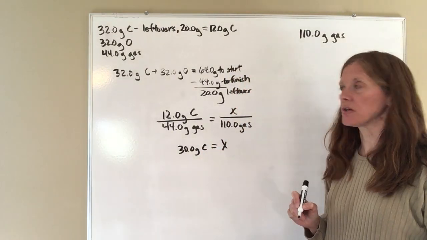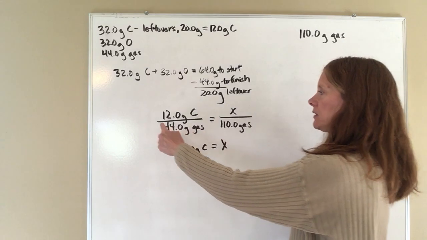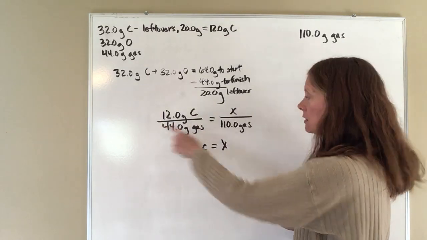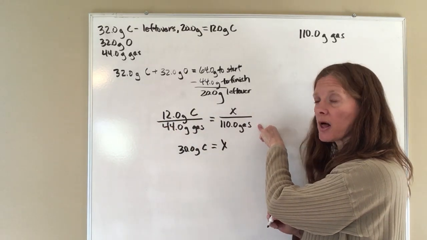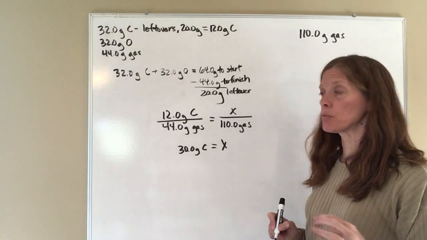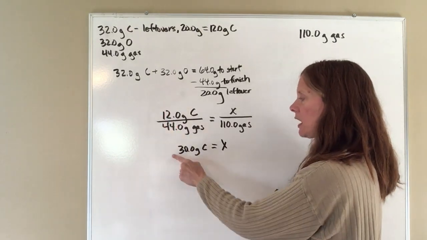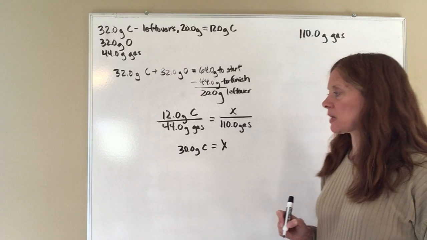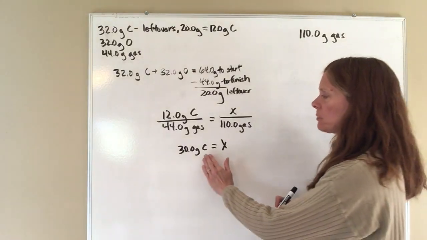Notice that as far as significant figures go, I had 3 here, 3 here, 4 here. I'm multiplying and dividing, so I'm going to take the least number of significant figures, which is 3, and so I need to have 3 significant figures in my answer. So that's how much carbon I need.